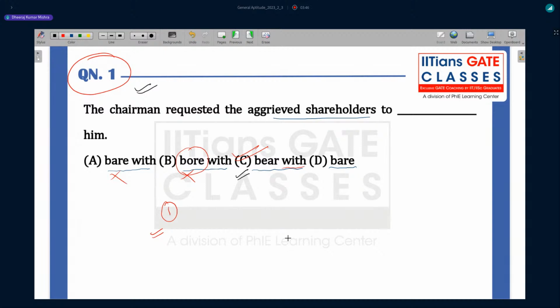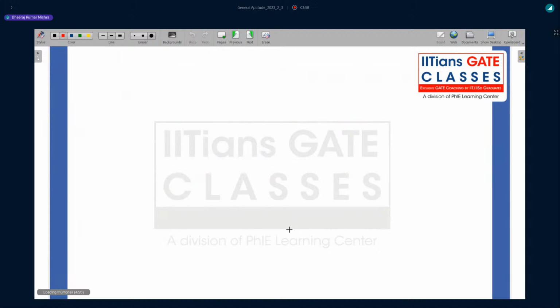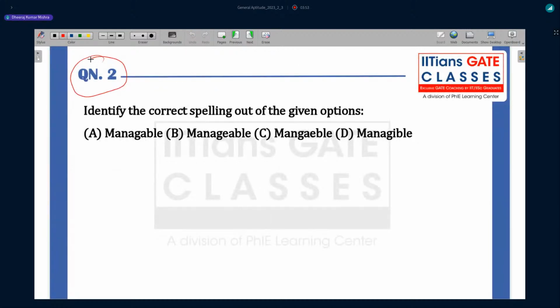So let's move to the next question, and this question was from English. Question number two: identify the correct spelling out of the given options. See, IISc Bangalore has tried to test your spelling also in English, right? Manageable and manageable. So this is straight away knocked off, and this will also be knocked off, and this is also going to be knocked off, and only I think B is going to be the right choice.